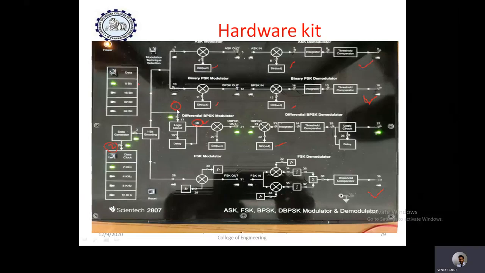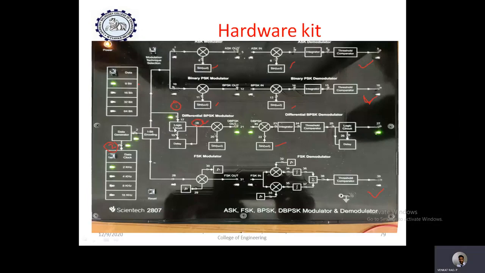First, we'll observe what the input is at this particular pin. All of you observe that in this particular Scientech kit, there is no need for any connections. You can directly observe the intermediate outputs and the actual inputs and outputs, and you can easily analyze. So if you connect the CRO probe here, you will observe the input. If you connect the CRO probe here, you can observe the clock. So the clock and input are compared so that you can observe the bit sequence.